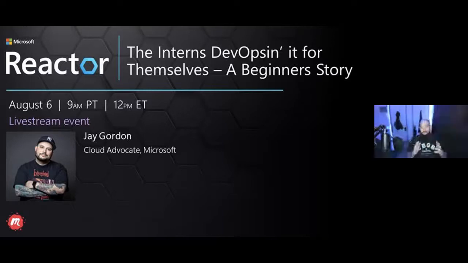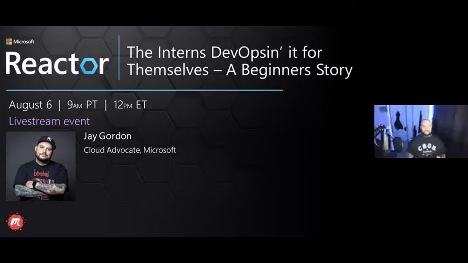So why don't we go ahead and talk a little bit about what today's presentation is, okay? Today we're going to be talking to you about a story, and it's called The Interns or DevOpsin It for Themselves. And it's a story about a team of beginners who take on a problem and solve it by implementing DevOps tools and methodologies.